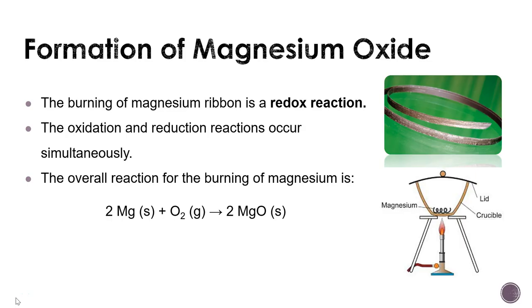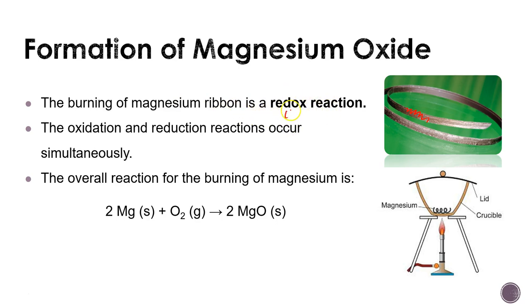Let's get started. You may remember back to a reaction you did in term 1 when we were looking at empirical formulas and molecular formulas, the formation of magnesium oxide. You would have taken magnesium ribbon and burnt it in a crucible, and before you did that you would have scrubbed away at the oxide layer that formed on the outside. The burning of the magnesium ribbon is actually a redox reaction.